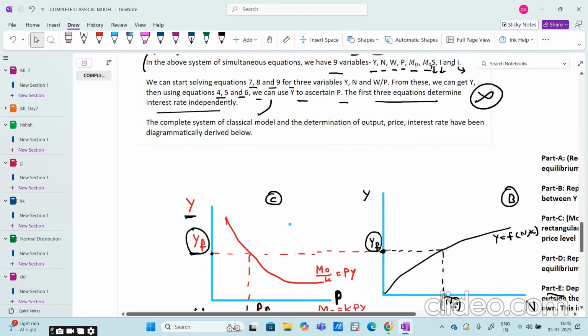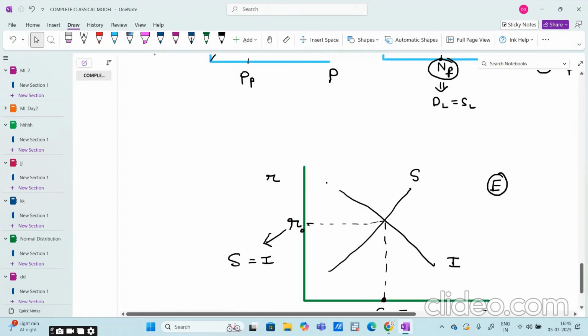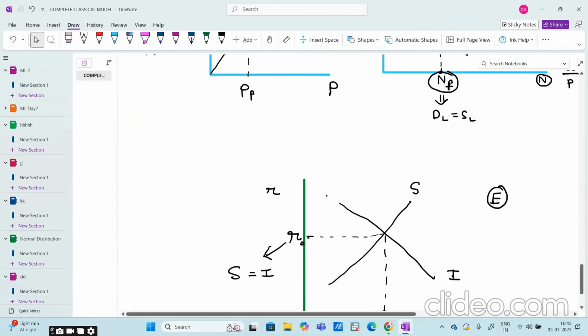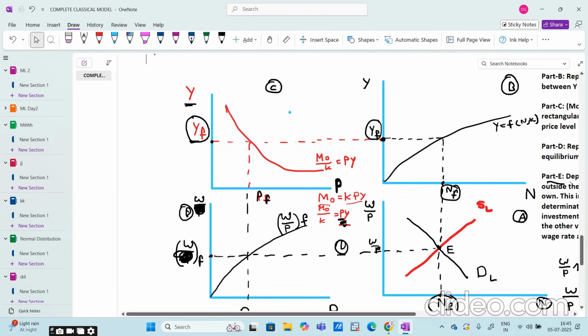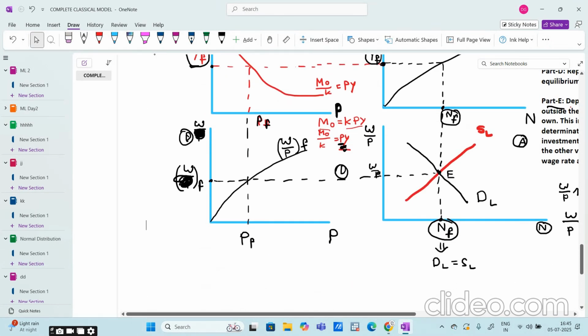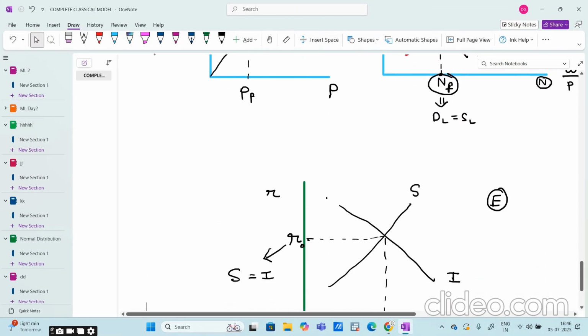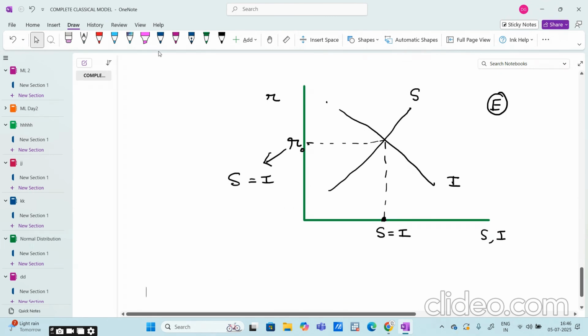That's why those two equations, that is saving and investment, are exogenously and independently determining the rate of interest, and they don't share any connection with the other variables or with the other figures, but the remaining four figures are to be determined separately. So from all of this we have determined the equilibrium price level at full employment, output at full employment, employment at full employment, real wage rate at full employment, and we have also determined the equilibrium rate of interest where savings and investment are equal.